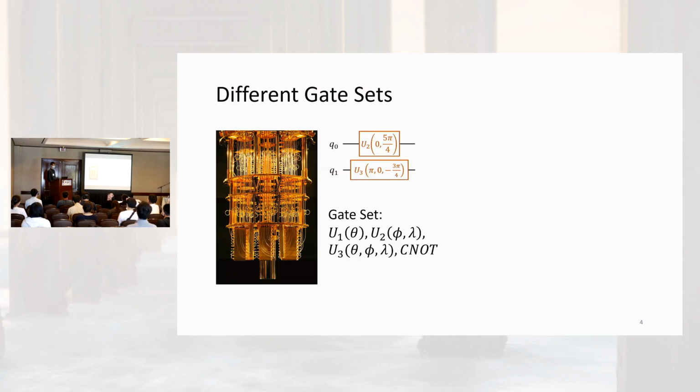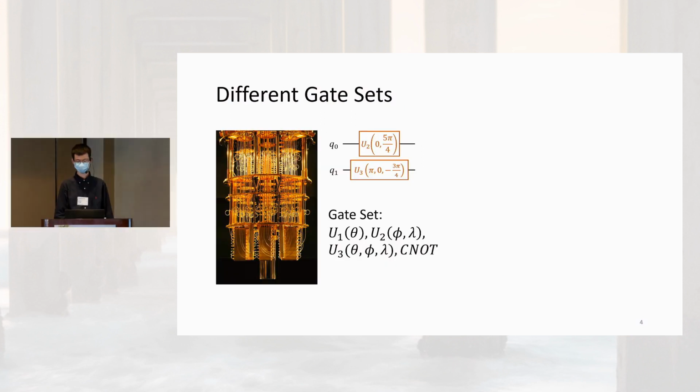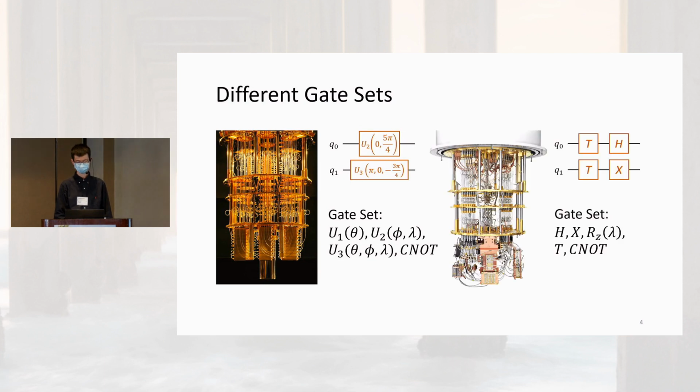And there's a challenge here. Different quantum machines can have different gate sets, and the circuits can be quite different. For example, if the gate set of the quantum machine on the left is U1, U2, U3, and C0, then the circuit looks like this. However, if the gate set of the quantum machine on the right is H, X, RZ, T, and C0, then the circuit becomes the one on the right. In classical computing, the analog is different ISAs.